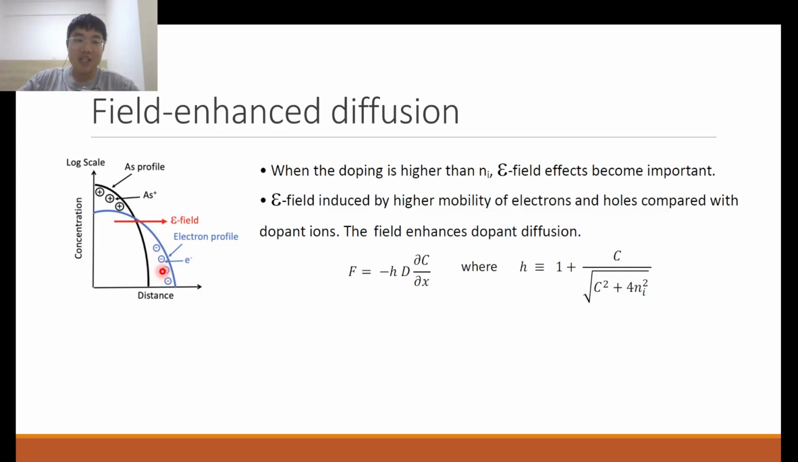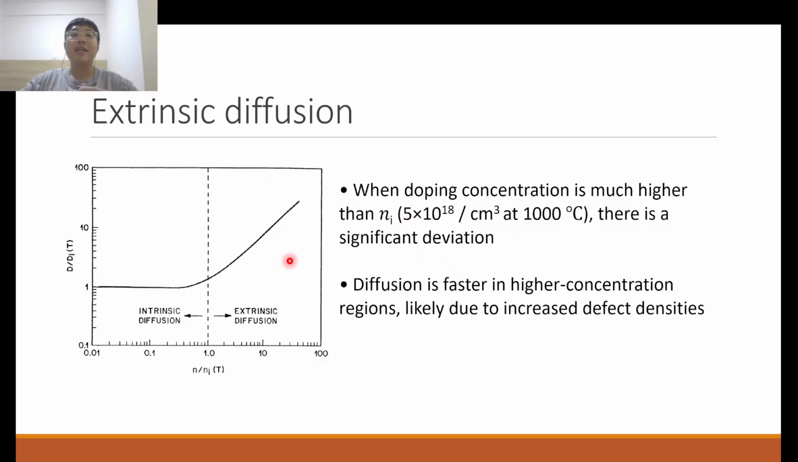We have a negative charge here, we have a positive charge here. There's an electric field pointing outwards, and this accelerates the movement of the positively charged ions. So this is field enhanced diffusion, and basically this field enhances the rate of diffusion of the dopant atoms. The second point where diffusion can deviate from our ideal cases that we've been discussing is extrinsic diffusion.